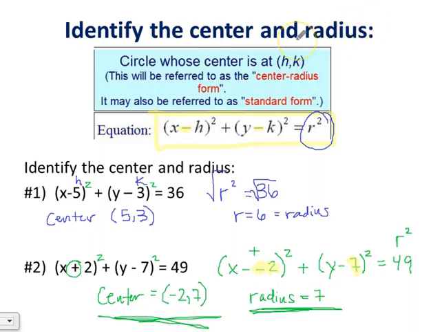So you'll have to do that this week. You'll have to write the equation of circles given a center and a radius, and then you'll need to work backwards. If you're given an equation with the center already written into the equation, can you extract that? Just like we did here.